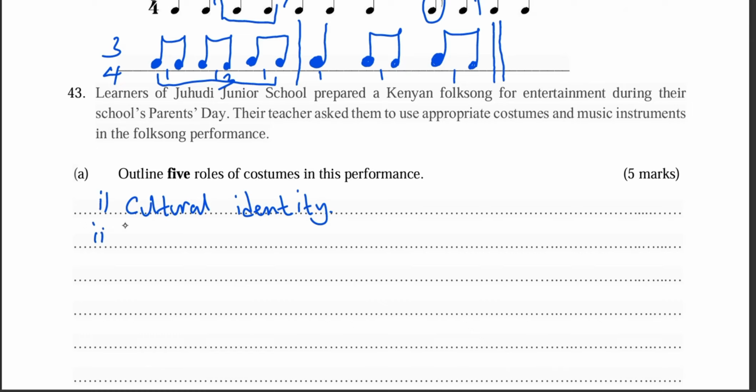Number 2, we have characterization. Costumes help in characterization in that they help performers to embody specific roles. E.g., if in the folk song a learner is singing as a warrior, they will wear that specific costume which will make them be notable as warriors.